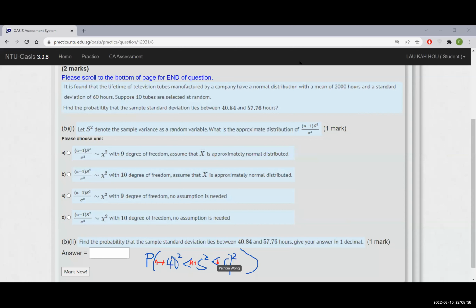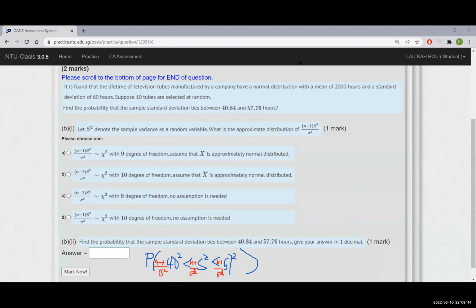You all know what I'm trying to do, right? Times n minus 1, then divide by sigma square. N minus 1, you know the number. Sigma square, you also know the number, right? And like that, this will become a number, and this will become a number. That's the right minus the left one.